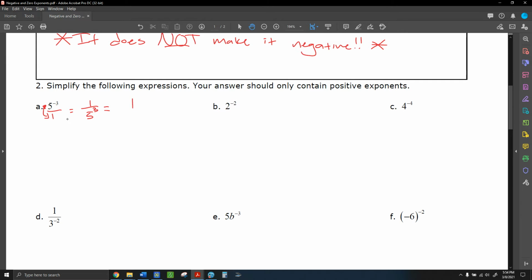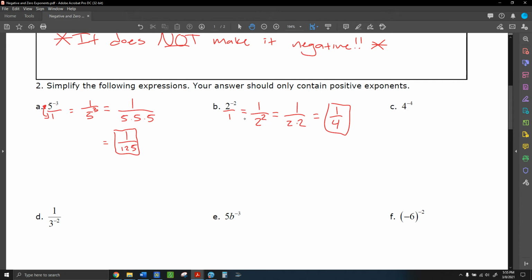Well, we know what 5 to the positive 3 is. That's 5 times 5 times 5. Well, 5 times 5 times 5 is 125. So flip that fraction, make the exponent positive, and then evaluate. So 1 over 125. Letter B, 2 to the negative 2. We're going to put it over 1, flip it, and make the exponent positive. So we have 1 over 2 to the positive 2, which is 1 over 2 times 2, or 1/4.